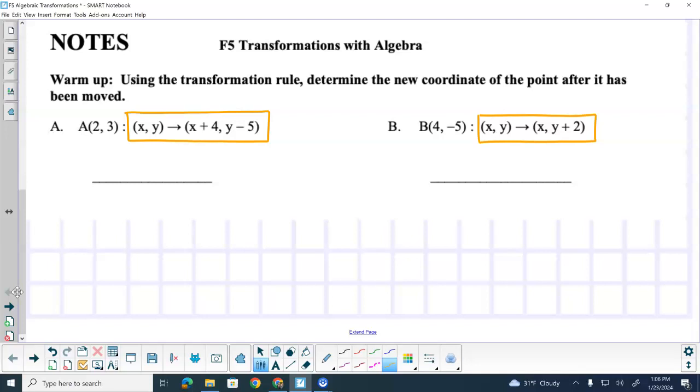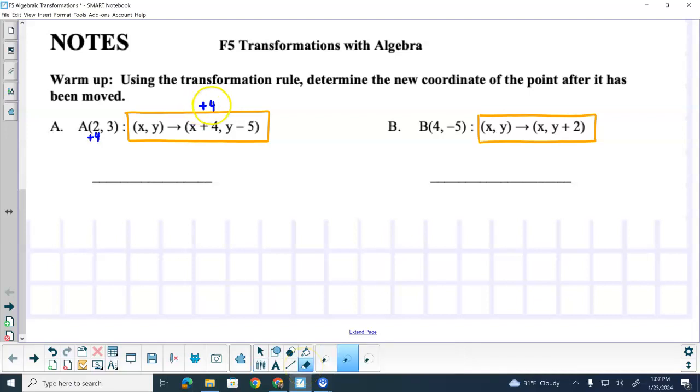Adding 4. Yep, exactly. This is telling us that we are going to be adding 4 to our X, so we're going to add 4 to our X. Love it. Now, what are we doing to our Y? Subtracting 5. Yep.